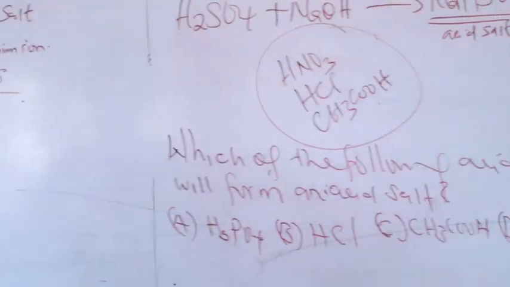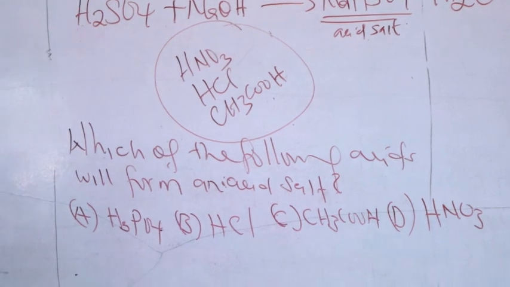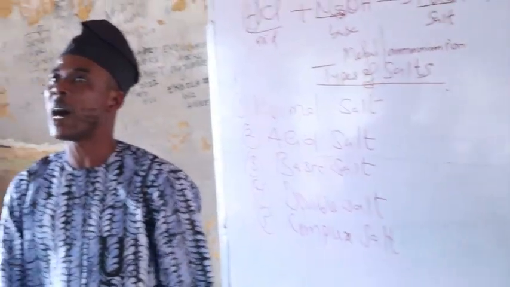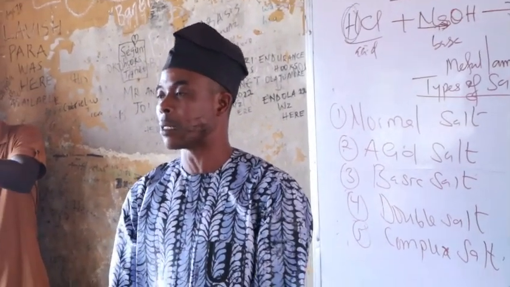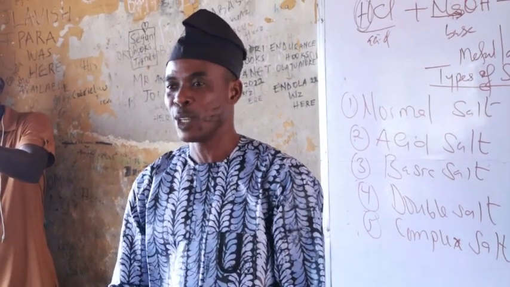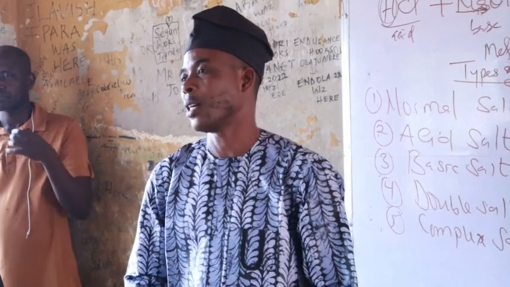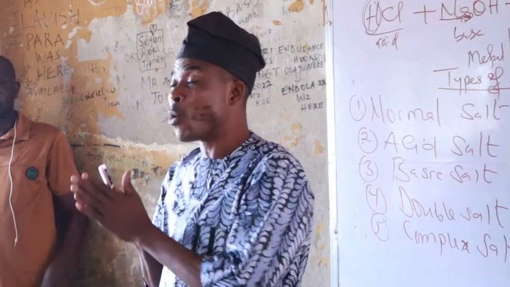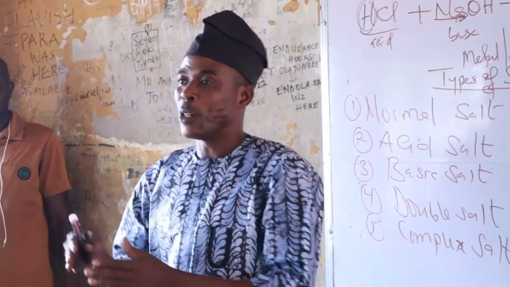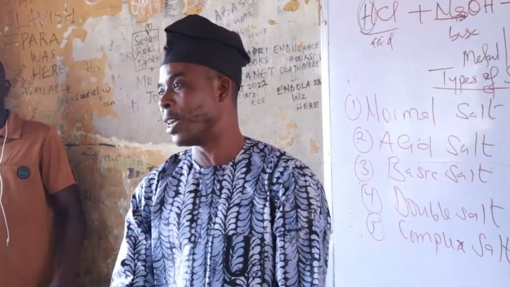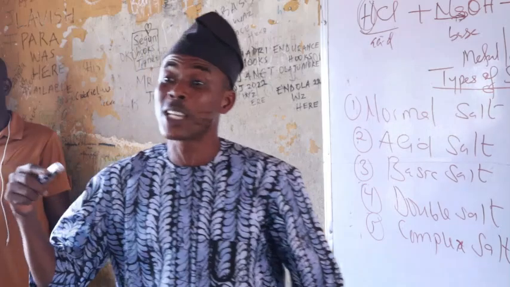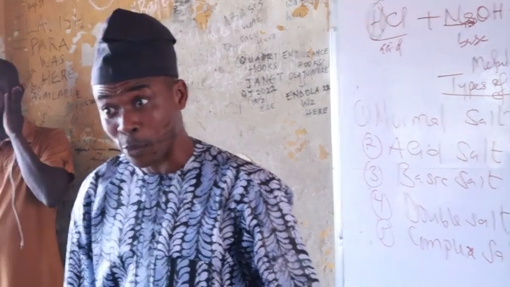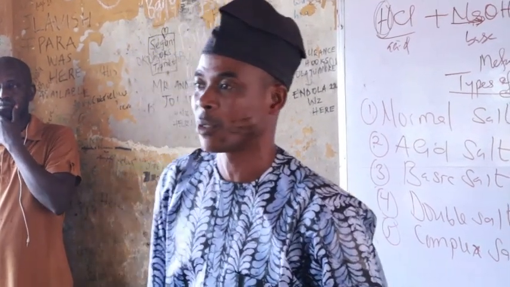So let's move on to the next one. We have basic salt. Most times when you react an acid with a base, what is formed is salt and water. The salt and water will form normally when the required amount of acid neutralizes the required amount of base. But when there is insufficient acid to neutralize a base, the salt formed is called a basic salt.